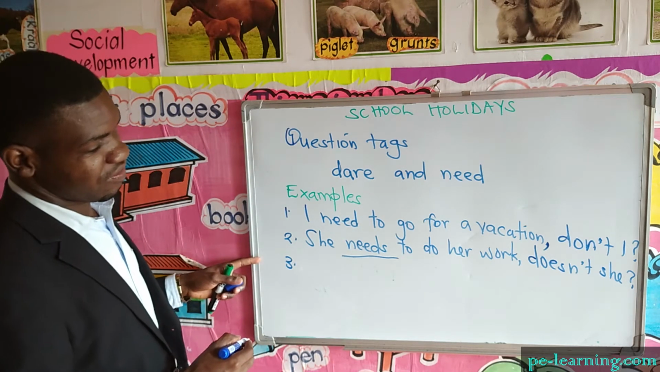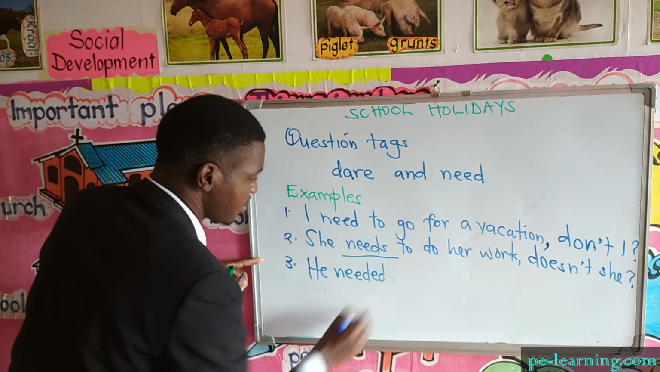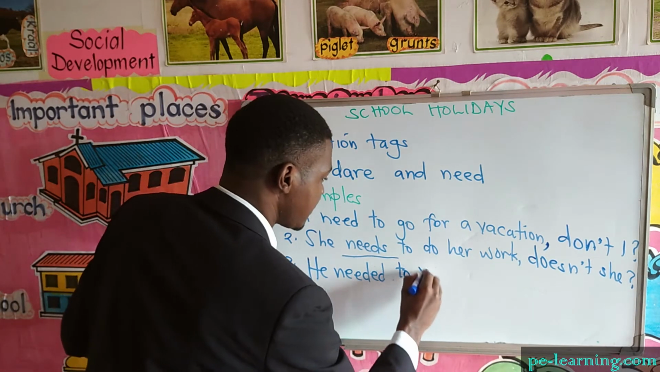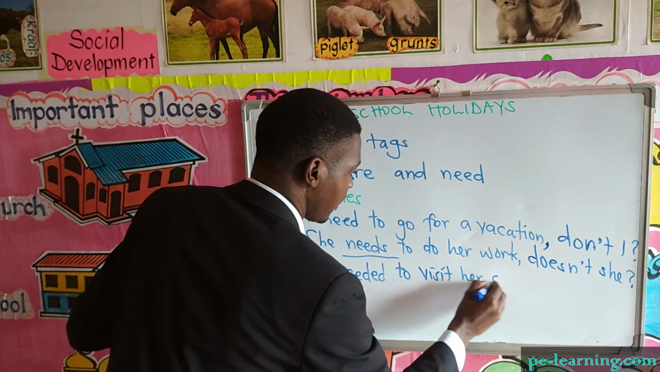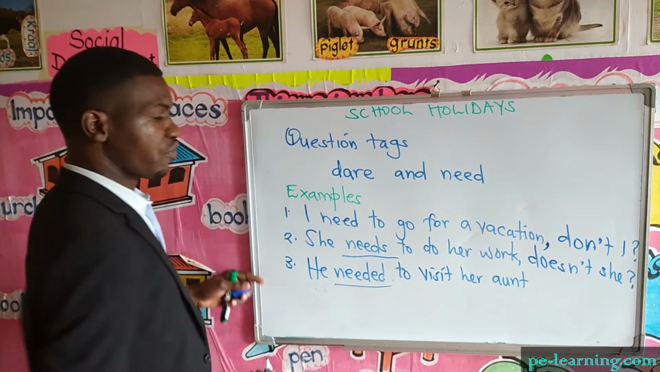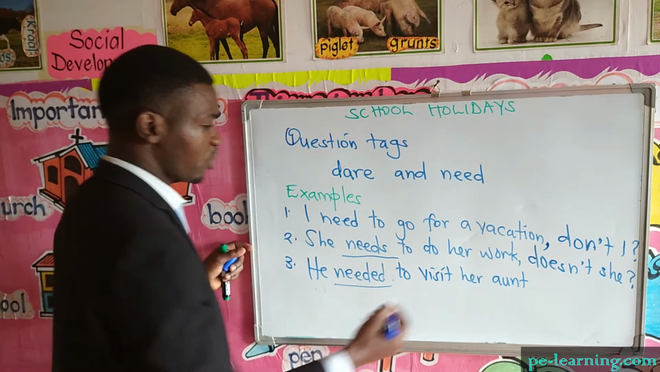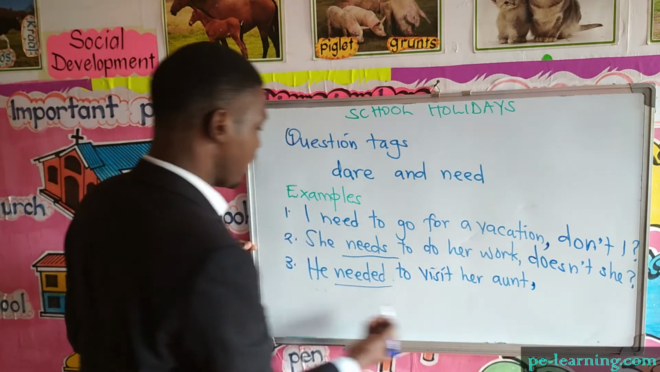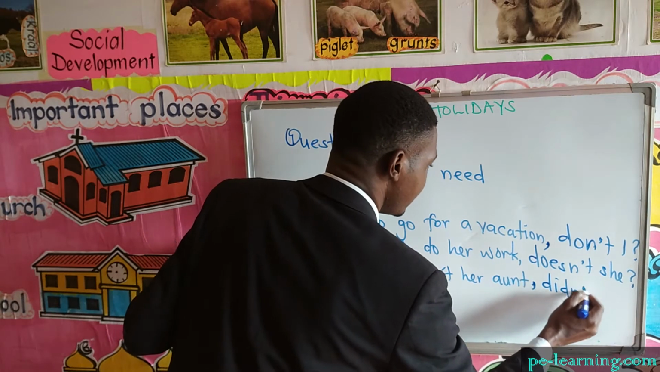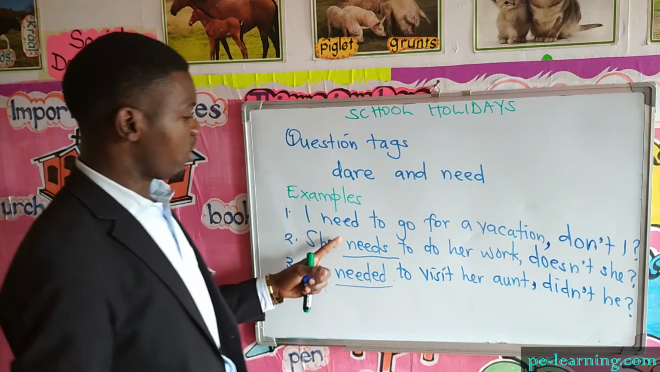He needed to visit her auntie. He needed to visit her auntie. This is in the past form. So if you have the word needed, then the question tag, being that the main sentence is affirmative, is going to be negative, but in the past form. He needed to visit her auntie. Did he? That is our question tag for this, when we are using need.